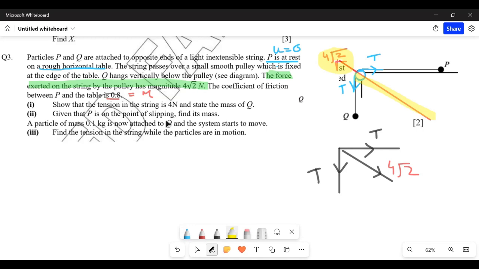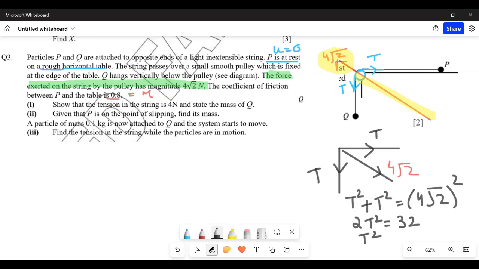Now I'm going to apply Pythagoras here. T squared plus T squared is equal to 4 under root 2 whole squared. So 2T squared is equal to 16 into 2, which is 32. So T squared is equal to 16. So T is equal to 4 newtons, and that is what we had to show. Show that T is equal to 4 newtons. Shown.